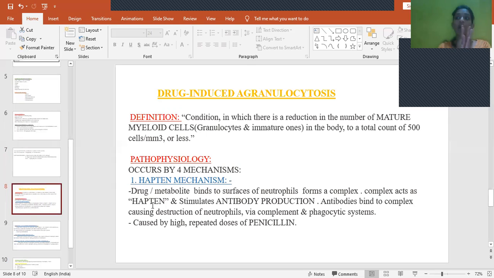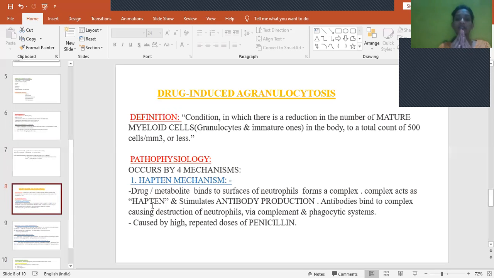A hapten is a substance that doesn't cause an immune reaction by itself, but once it binds to any other immune cells or antigen, it will have antigenic properties and stimulate antibody production. So when this drug or metabolite binds to neutrophils, it acts as a hapten, starts an immunological reaction, and will start production of antibodies.